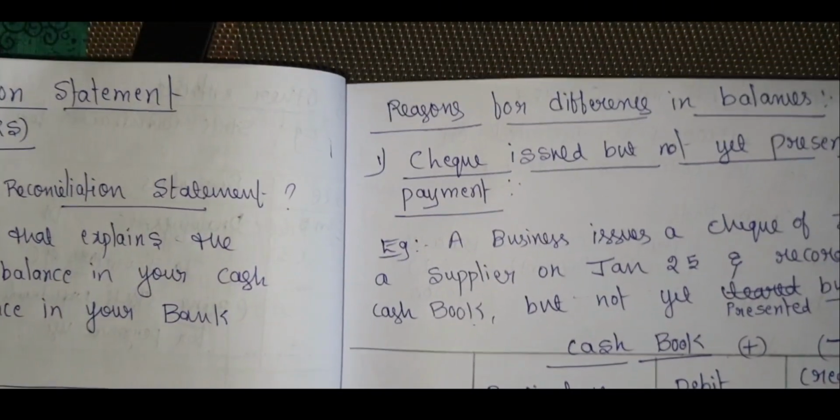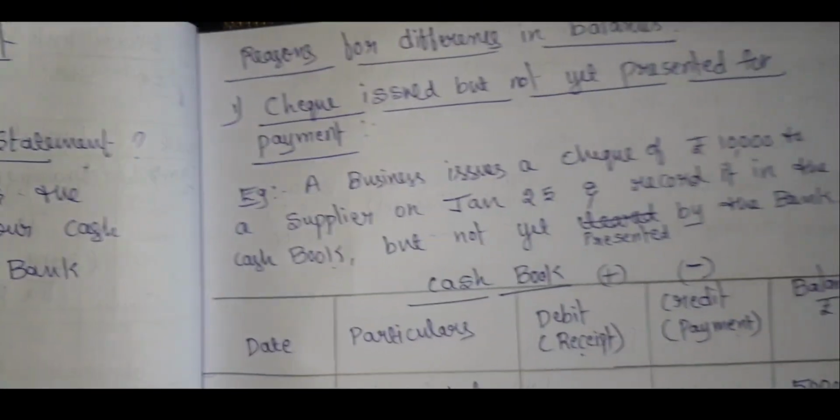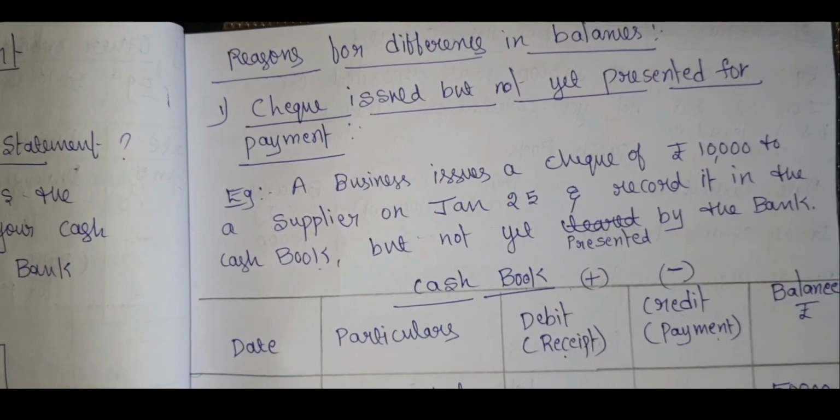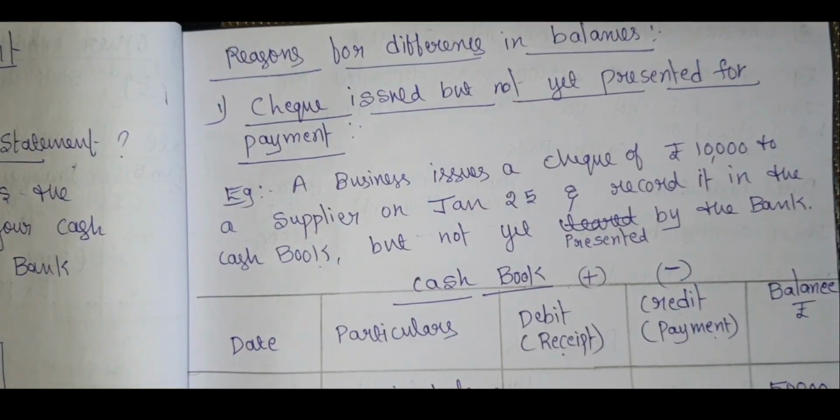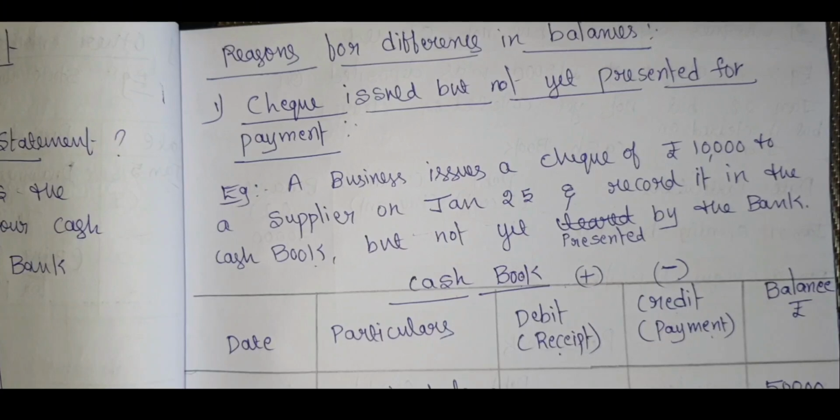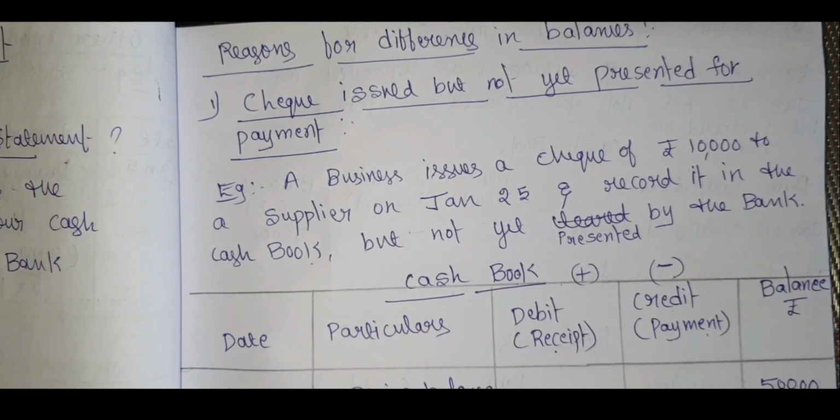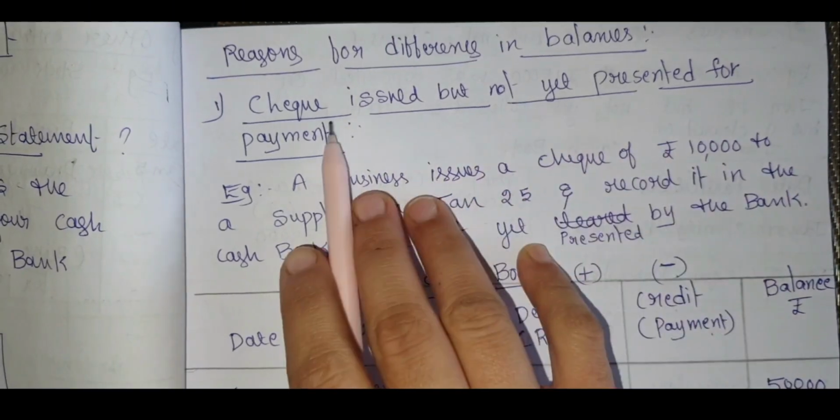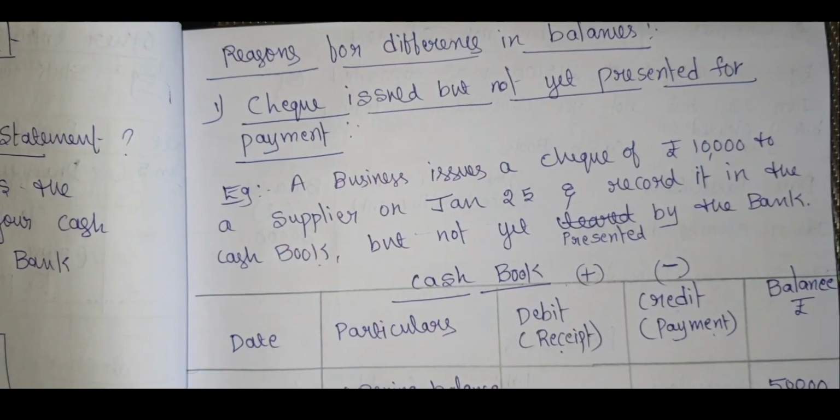Now we will see the reasons for differences in the balances. These are the reasons for differences between the cash book and bank balances. What are the reasons for the differences in the balances? In that, the first one is check issued but not yet presented for payment.